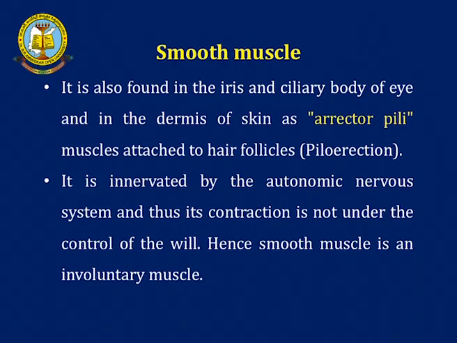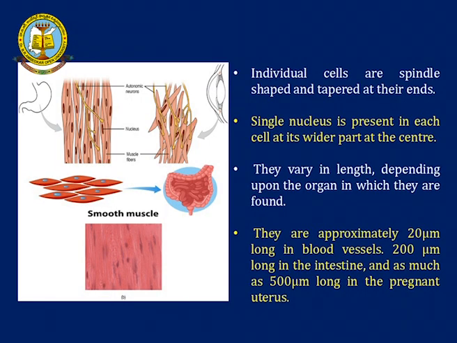It is also innervated by the autonomic nervous system, and thus its contraction is not under the control of our will. So, we cannot control the movements of the smooth muscle. Hence, the smooth muscle is also called involuntary muscle. Individual cells of the smooth muscle are spindle shaped and tapered at their ends. A single nucleus is present in each cell at the wider center. In the case of skeletal muscle, we have seen that they are multinucleated, but smooth muscle cells are single nucleated, and this nucleus is present at the center of the muscle cell.